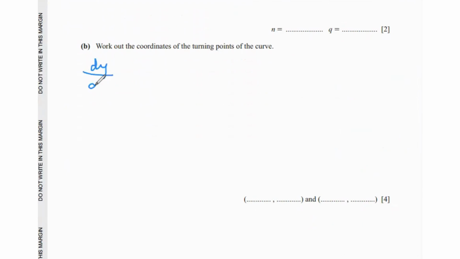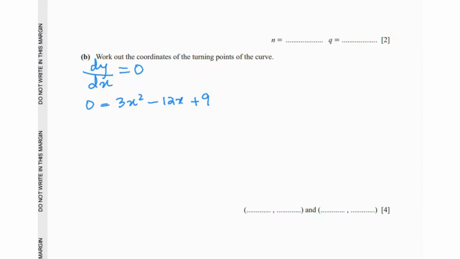So dy by dx equals 0. Why? Because at the turning point, the gradient is always 0. So we already have the equation for dy by dx. We just put it equal to 0, solve the equation, and we have the turning points of the curve. So 0 equals 3x squared minus 12x plus 9. Now we solve this quadratic equation.